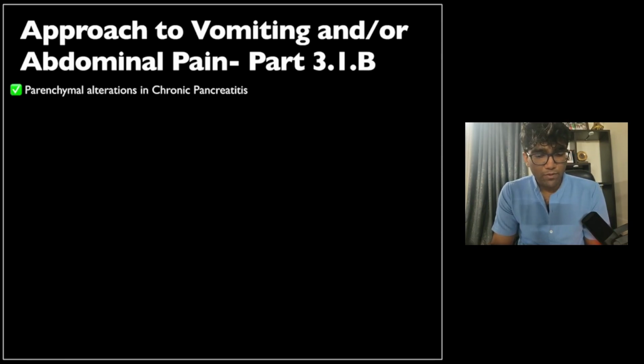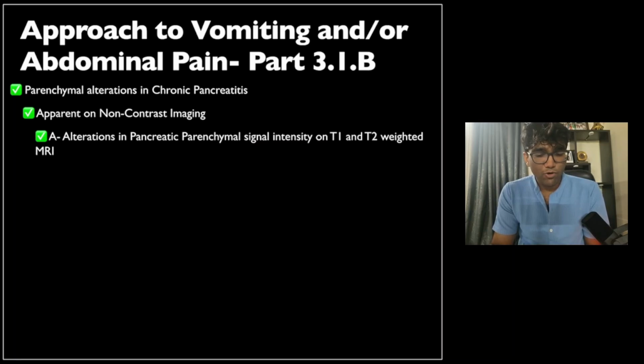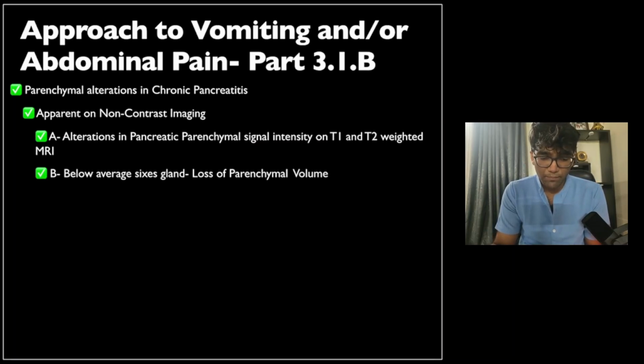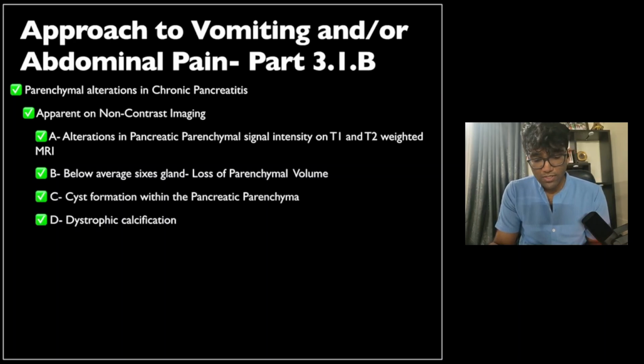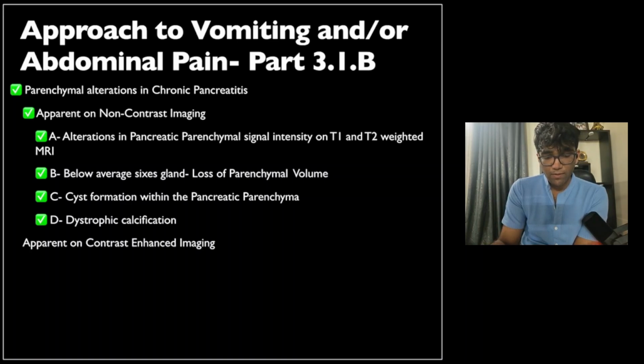We've talked about parenchymal alterations in chronic pancreatitis, which are apparent on non-contrast imaging. We've talked about alterations in parenchymal signal intensity, particularly on T1 and T2 weighted MR imaging. We've talked about a reduction in the size of the parenchyma of the gland. We talked about cyst formation within pancreatic parenchyma. We talked about dystrophic calcification.